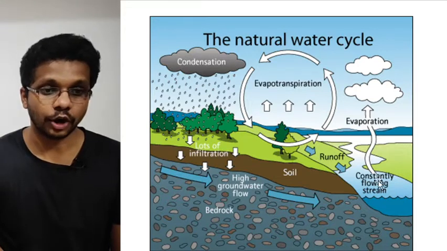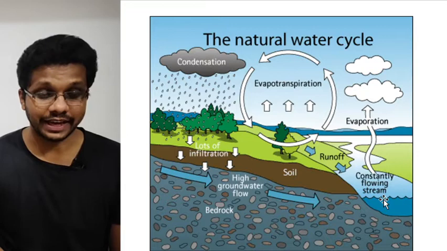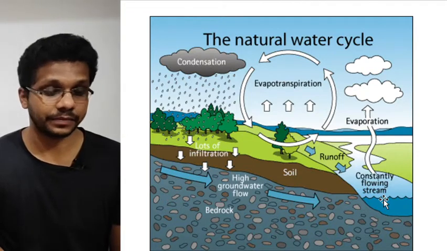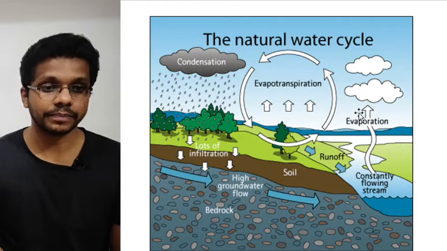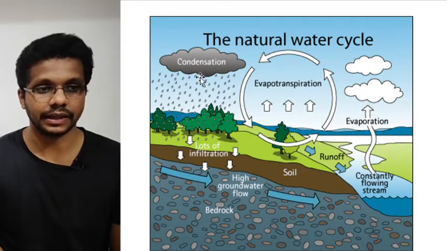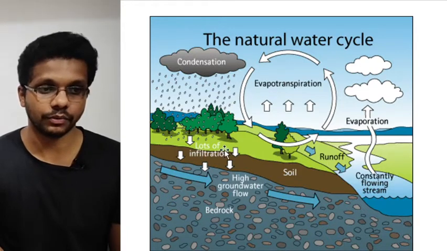So water evaporates from the ocean, from the rivers, from lakes, and from the respiration of animals, plants, and every living organism. It evaporates and forms clouds, and the clouds condense and form precipitation in the form of rain or in the form of snow.